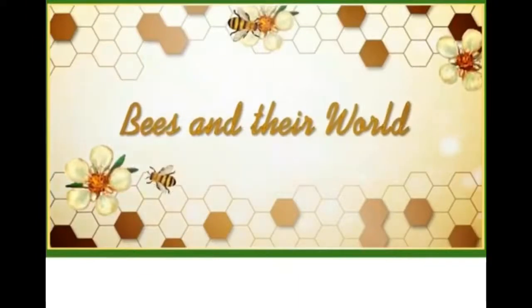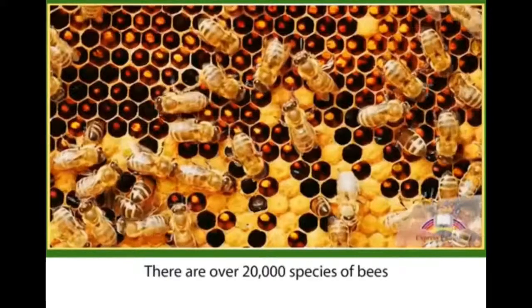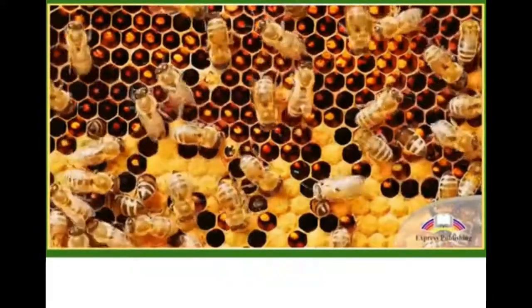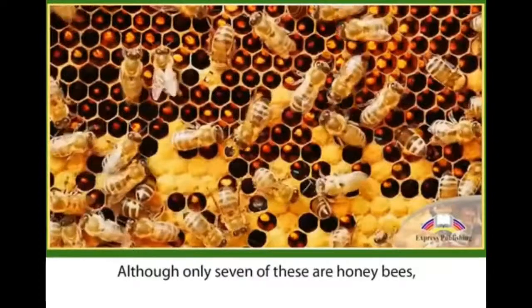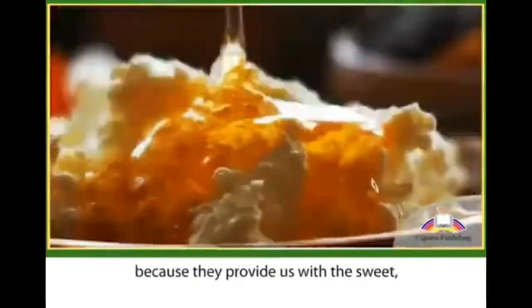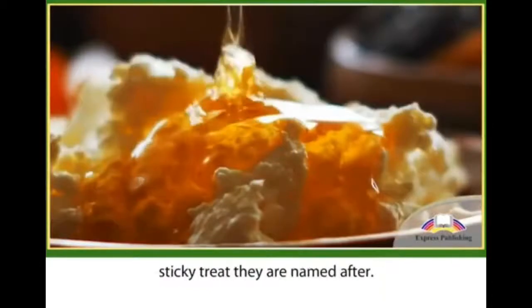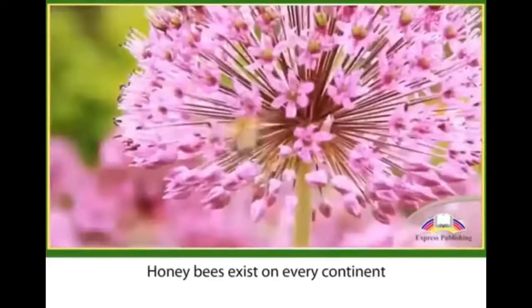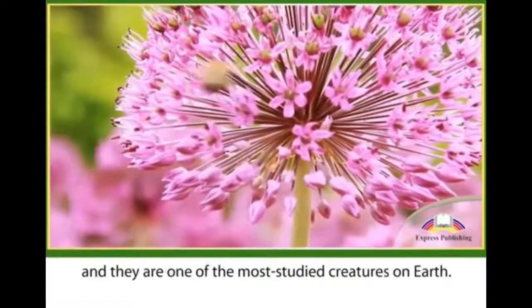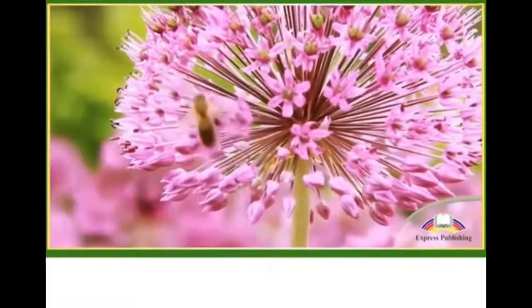Bees and their world. There are over 20,000 species of bees on planet Earth. Although only 7 of these are honeybees, they are probably the most well-known species because they provide us with the sweet, sticky treat they are named after. Honeybees exist on every continent except Antarctica, and they are one of the most studied creatures on Earth.